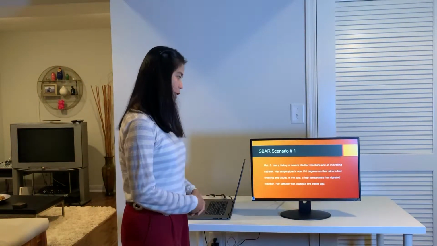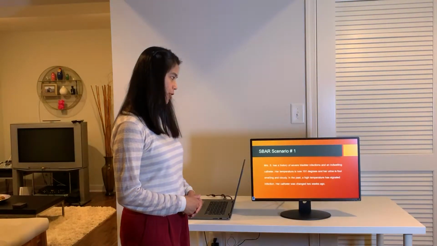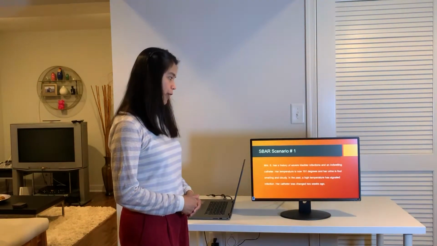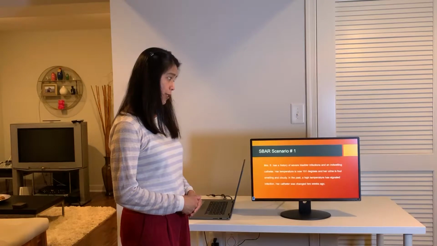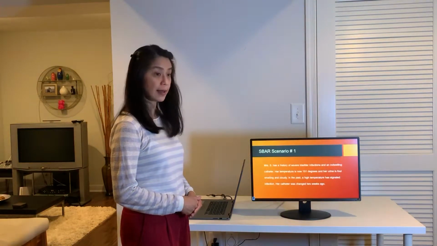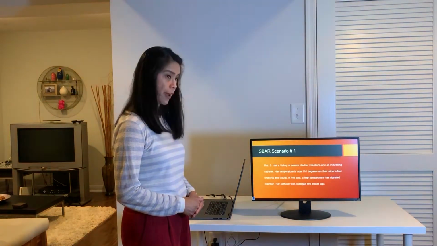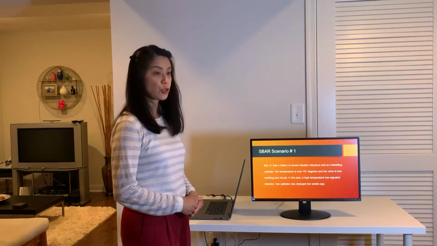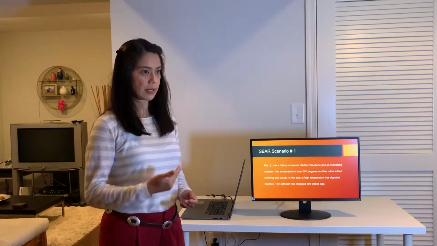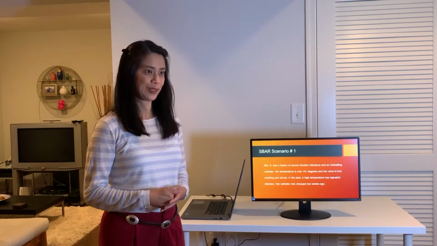Mrs. S has a history of severe bladder infections and an indwelling catheter. Her temperature is now 101 degrees and her urine is foul-smelling and cloudy. In the past, a high temperature has signaled infection. Her catheter was changed 2 weeks ago. How can you communicate this to the physician? You are a bedside nurse using the SBAR tool.